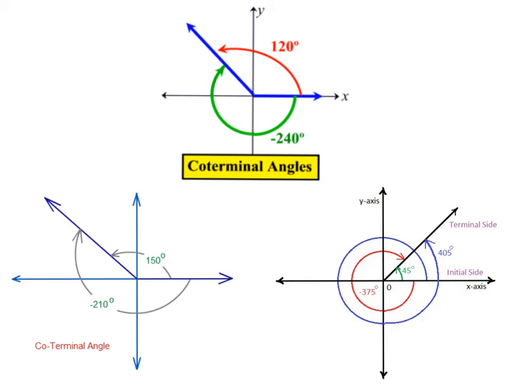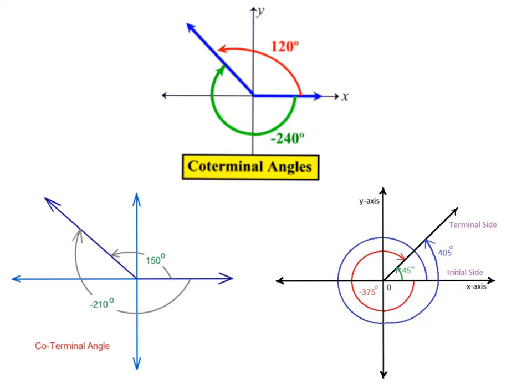Something that comes into play here is coterminal angles. Those are 2 angles that are in standard position, where the initial side is right here at 0 degrees, and the terminal side is somewhere in one of the 4 quadrants. So those are 2 angles in standard position that share the same terminal side.